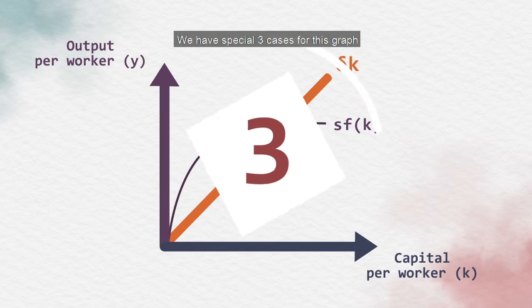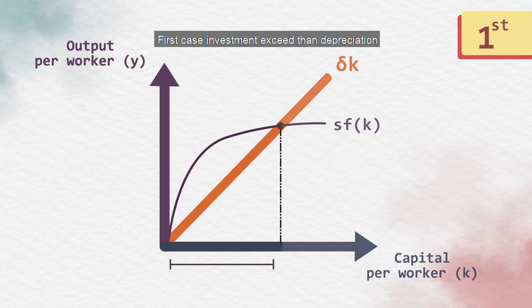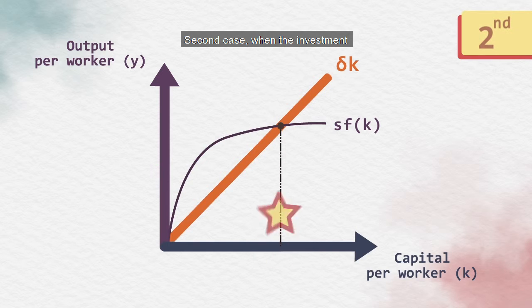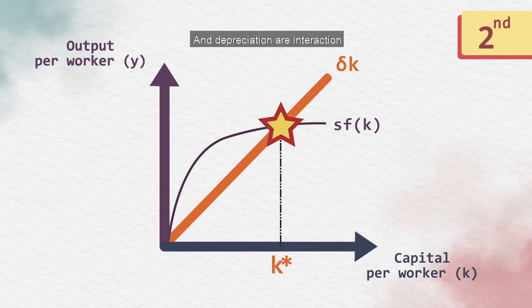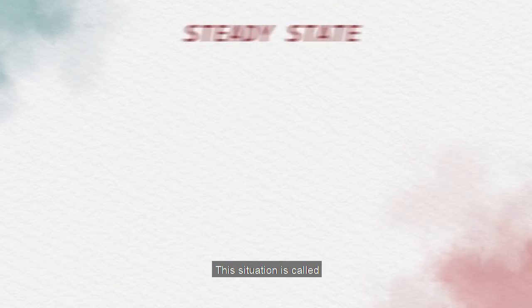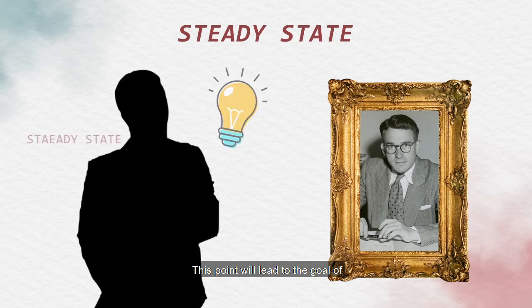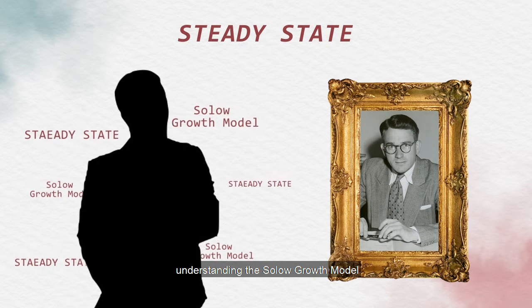We have three special cases for this graph. First case, investment exceeds depreciation. It will produce a positive change in capital per worker. Second case, when investment and depreciation intersect. This situation is called the steady state level of capital. This point leads to the goal of understanding the Solow growth model.